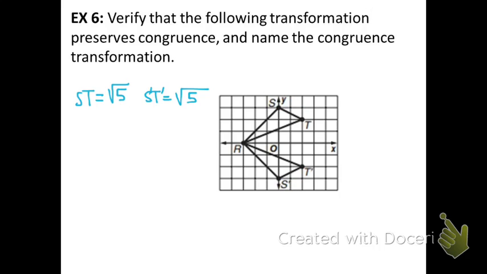My next one that I'll do will be RS. Now R is the same in both of my figures, so I'm going to do RS first. It's 3 here, 3 here. 3 squared plus 3 squared is 9 plus 9, which is the square root of 18. And then I'm going to look at RS prime. And it also is 3 and 3, so I'll get the square root of 18.